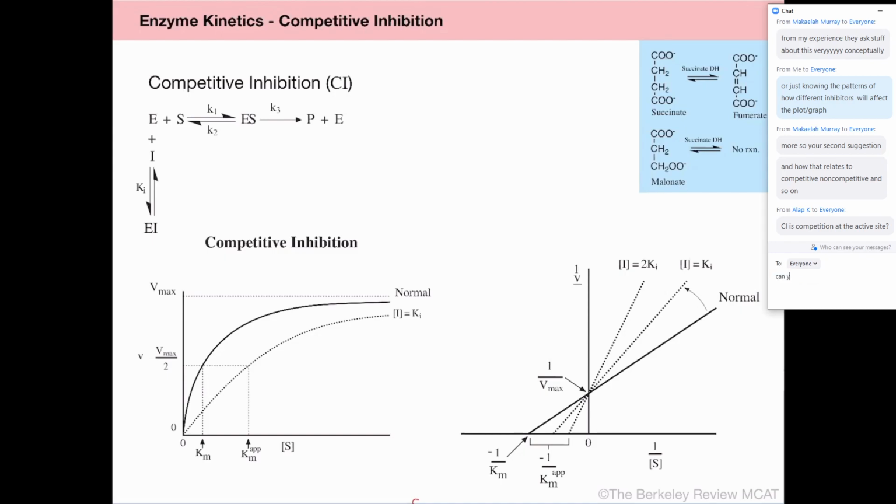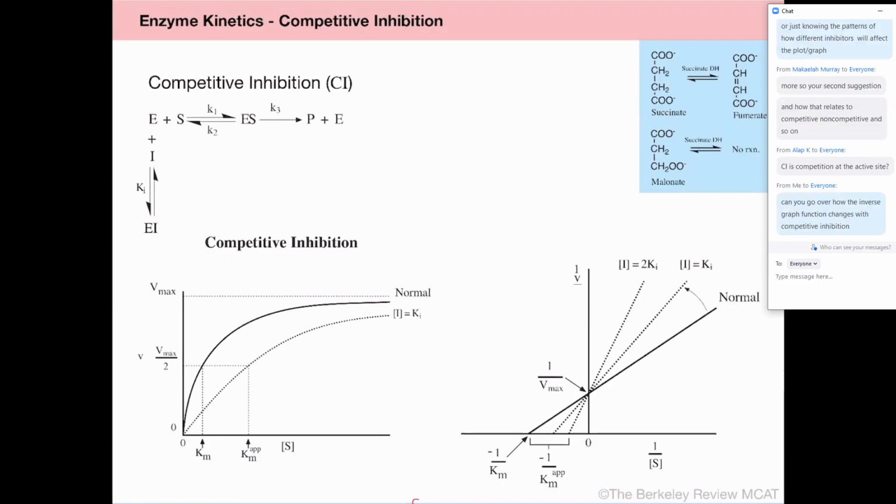Yes, a competitive inhibitor is competition at the active site. Exactly. You can imagine, here's your enzyme and here's your substrate. Your enzyme can bind with the inhibitor, I, and form an enzyme-inhibitor complex, instead of what you want to happen, which is enzyme plus substrate forming the enzyme-substrate complex, because this will allow you to go to your product.